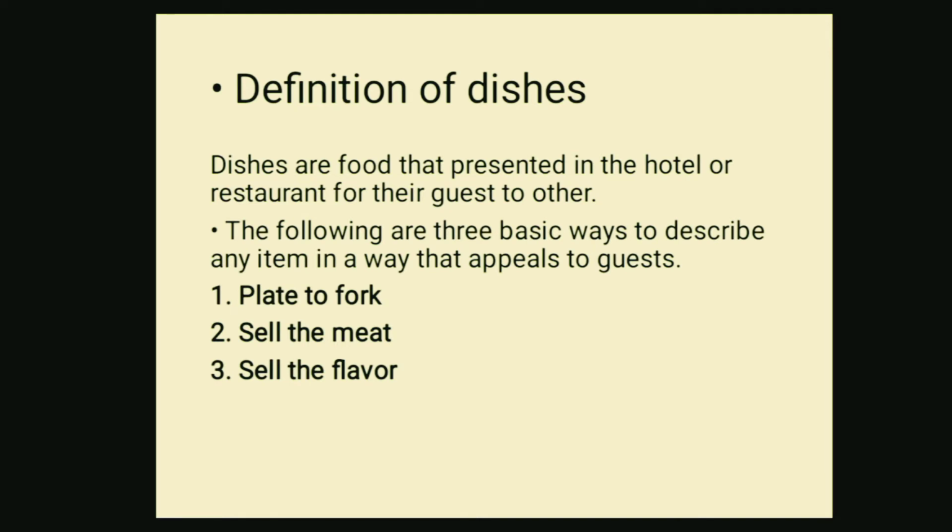Dishes are food that is presented in a hotel or restaurant for guests to order. The following are three basic ways to describe any item in a way that appeals to guests. The first is plate to fork, the second is sell the meat, and the third is sell the flavor.